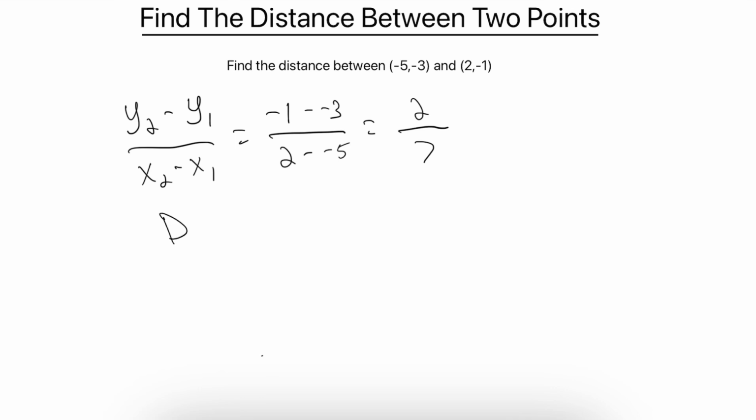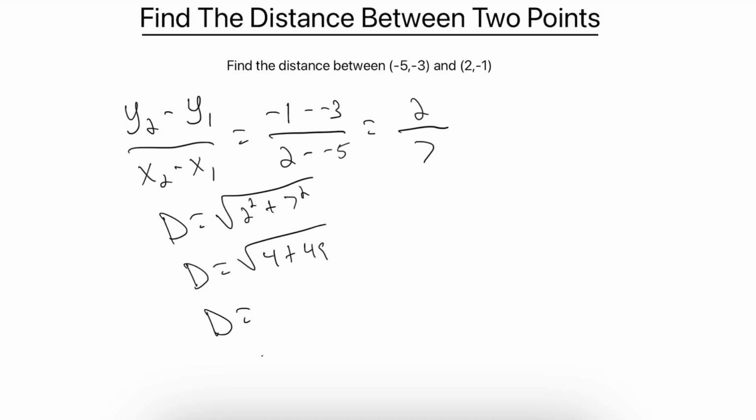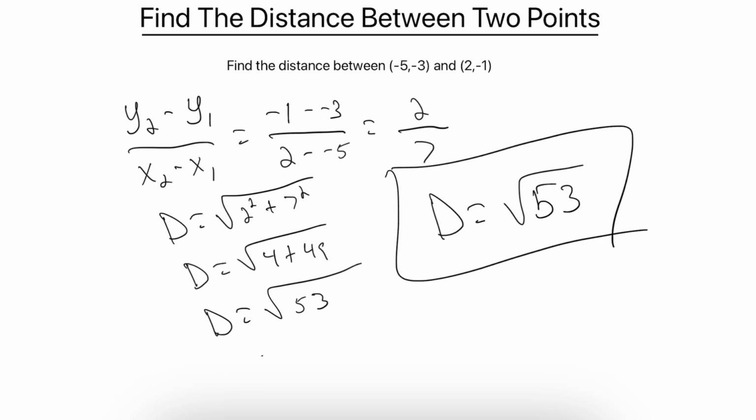So our formula states that d equals the square root of rise squared plus run squared. So d equals the square root of 4 plus 49. So d equals the square root of 53. And that's our final answer.